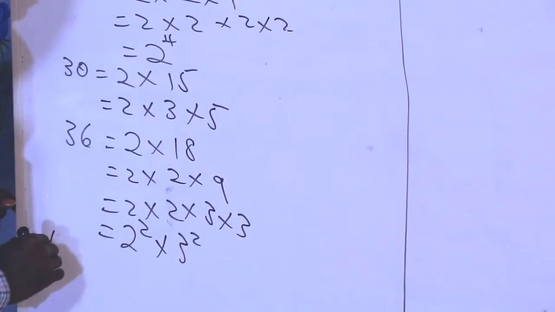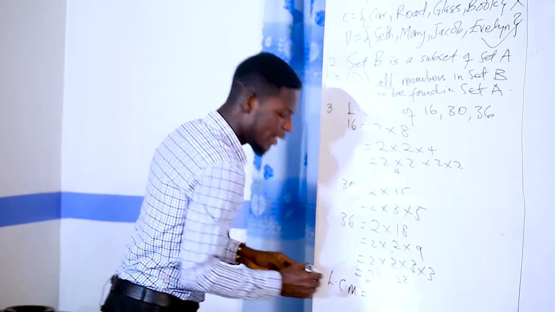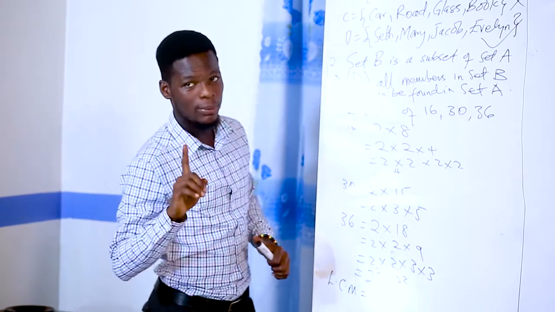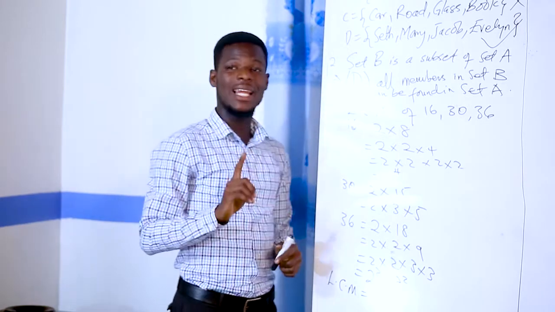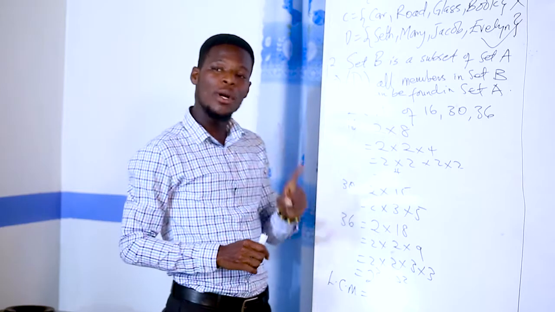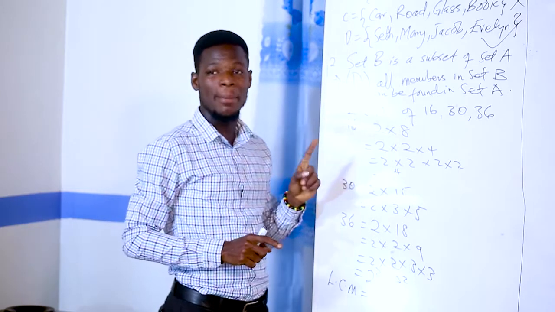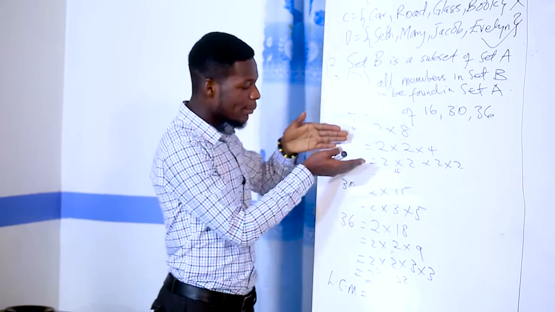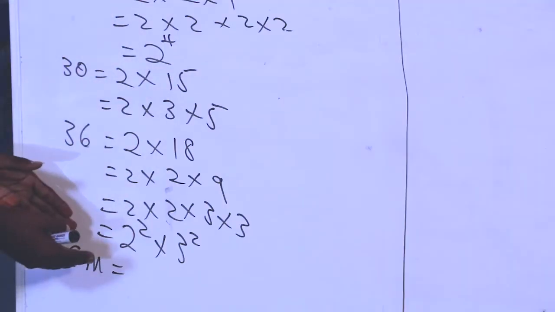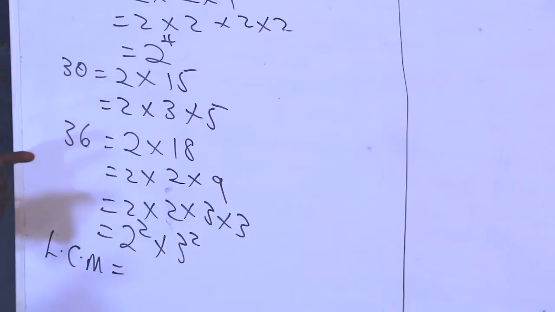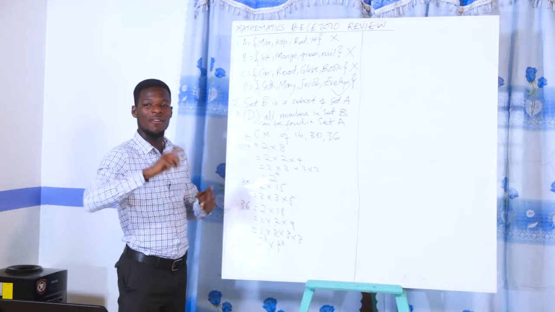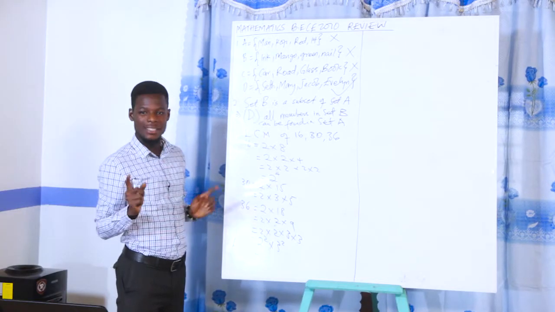Now, to find your LCM, this is the principle you are going to adopt. Listen carefully. You are going to select the common prime numbers between the products of primes for 16, 30, and 36. You select the common ones with the highest exponent. Common ones with the highest exponent. And then you also multiply with non-common factors, still with the highest exponent.